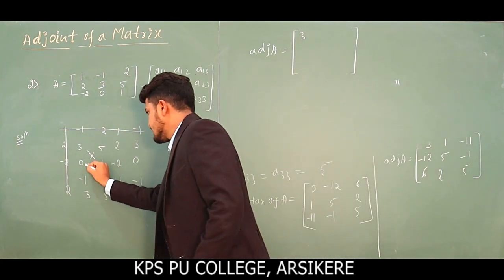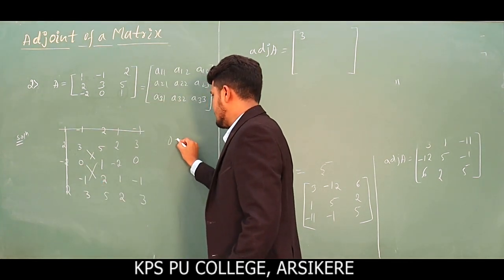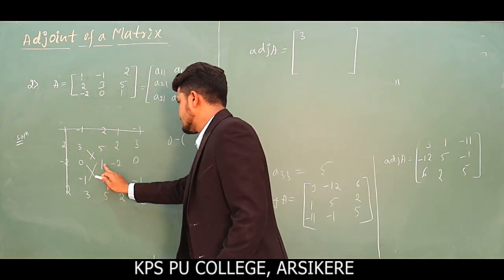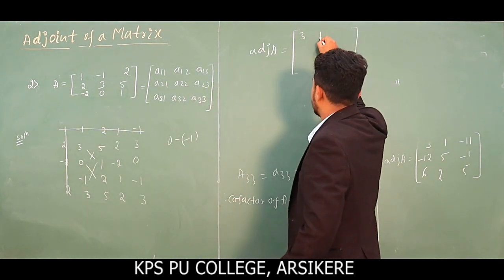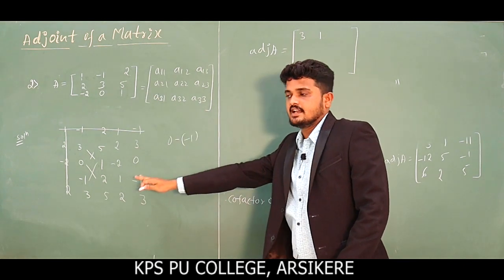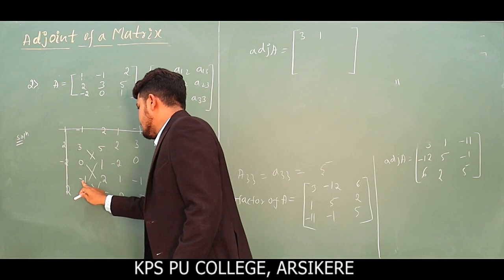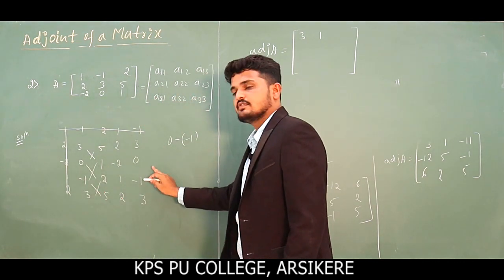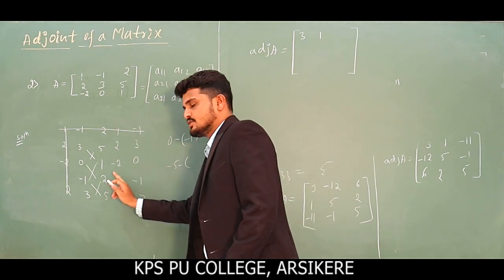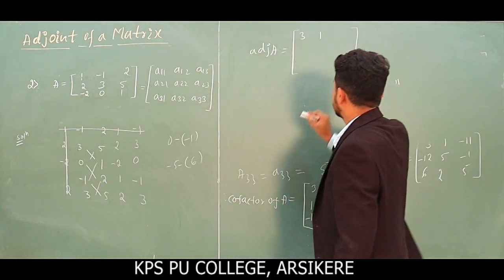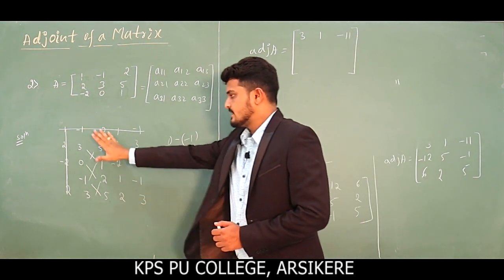So next, 0 × 2 0 minus of -1 × -1. So -1 × -1 is +1. I am calculating in column and writing in row. Next -1 × 5 is -5 minus of 3 × 2 which is 6, which is equal to -11. So first step over.